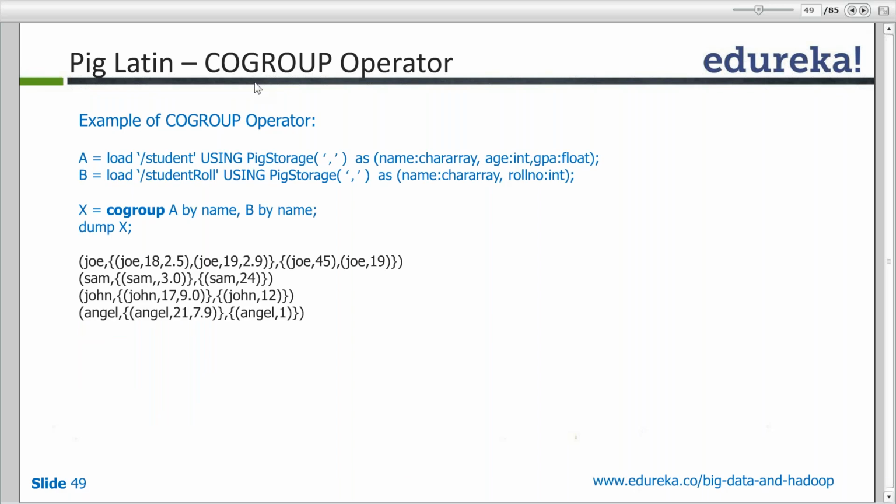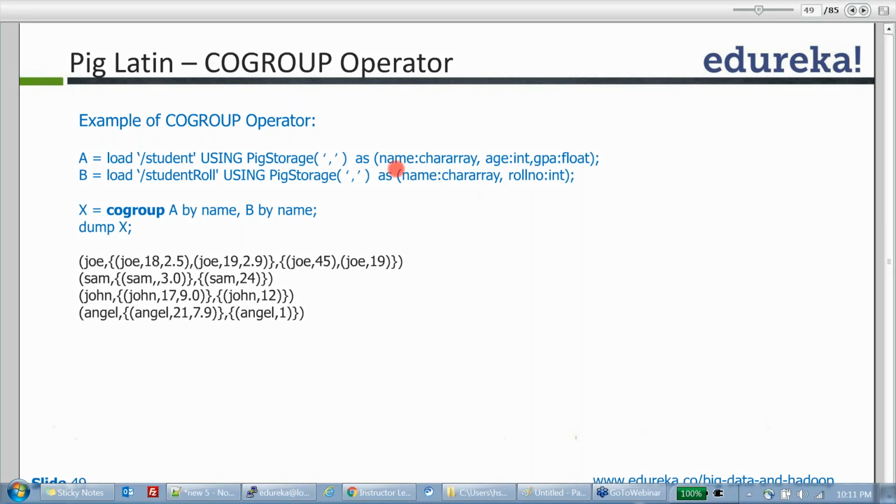So I'm loading 2 files. The first file contains name, age, and GPA, that's basically grading. The second file contains name and roll number. This is the syntax for co-group. The same syntax is used for joins in Pig also. So I say COGROUP A by name and B by name. So I'm joining these 2 files by name.